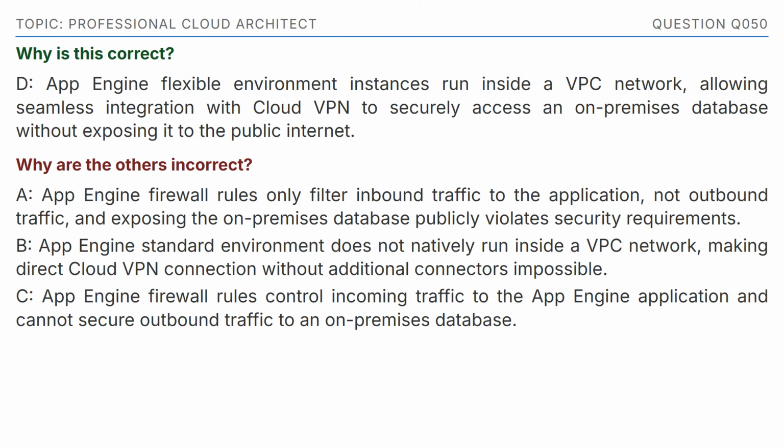A. App Engine firewall rules only filter inbound traffic to the application, not outbound traffic, and exposing the on-premises database publicly violates security requirements. B. App Engine standard environment does not natively run inside a VPC network, making direct Cloud VPN connection without additional connectors impossible. C. App Engine firewall rules control incoming traffic to the App Engine application and cannot secure outbound traffic to an on-premises database.